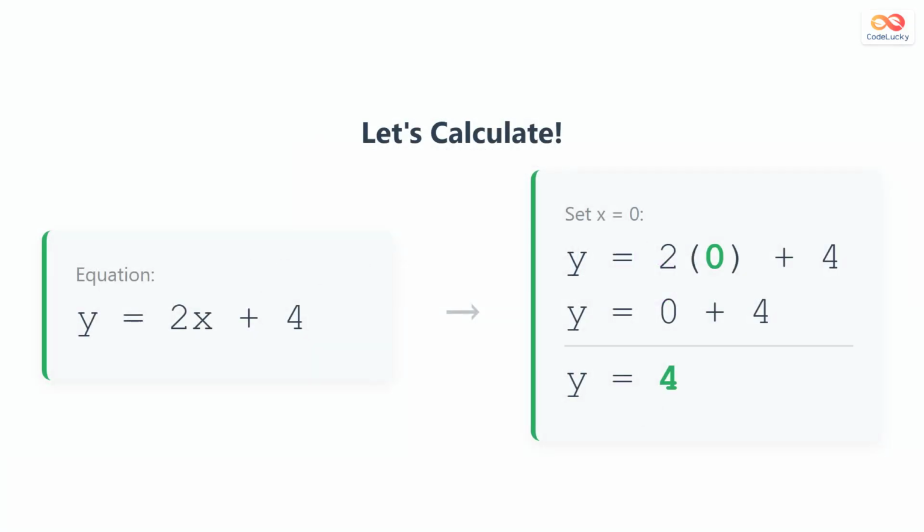Let's try a quick calculation. Suppose we have the equation y equals 2x plus 4. To find the y-intercept, we replace x with 0. 2 times 0 is 0, so we are left with y equals 4. Our y-intercept is 4.